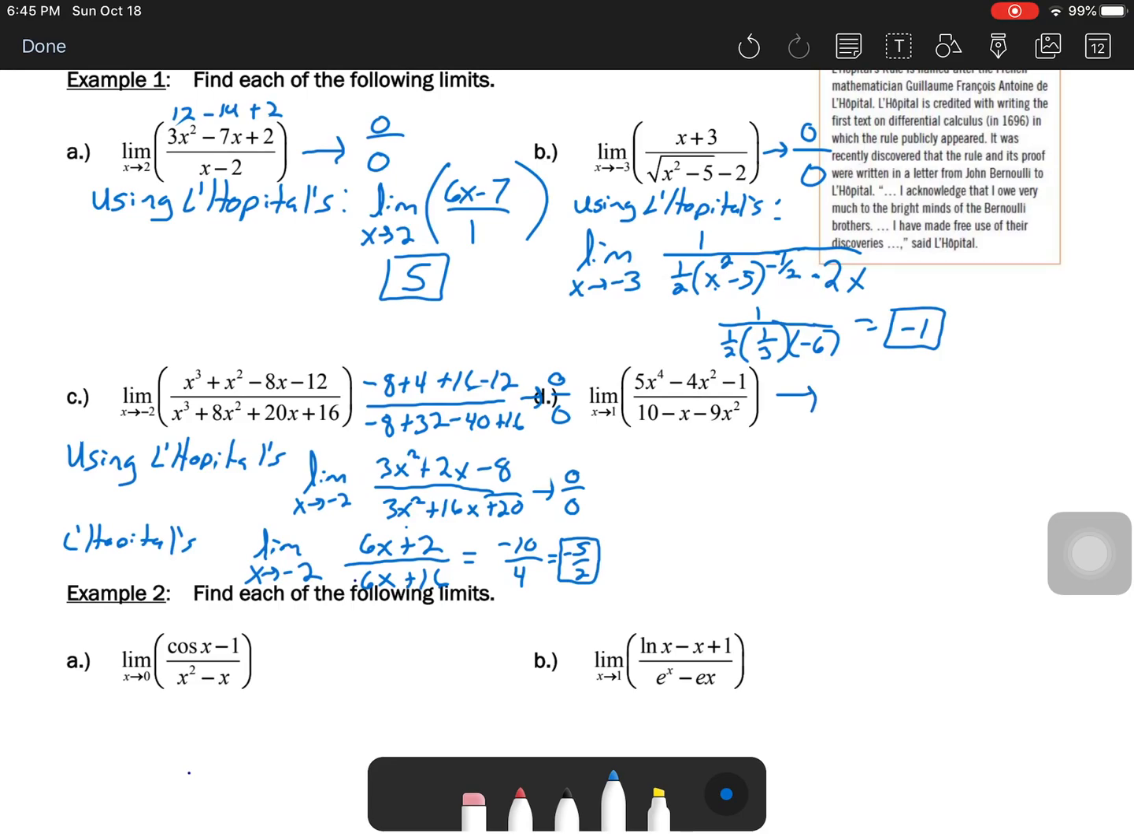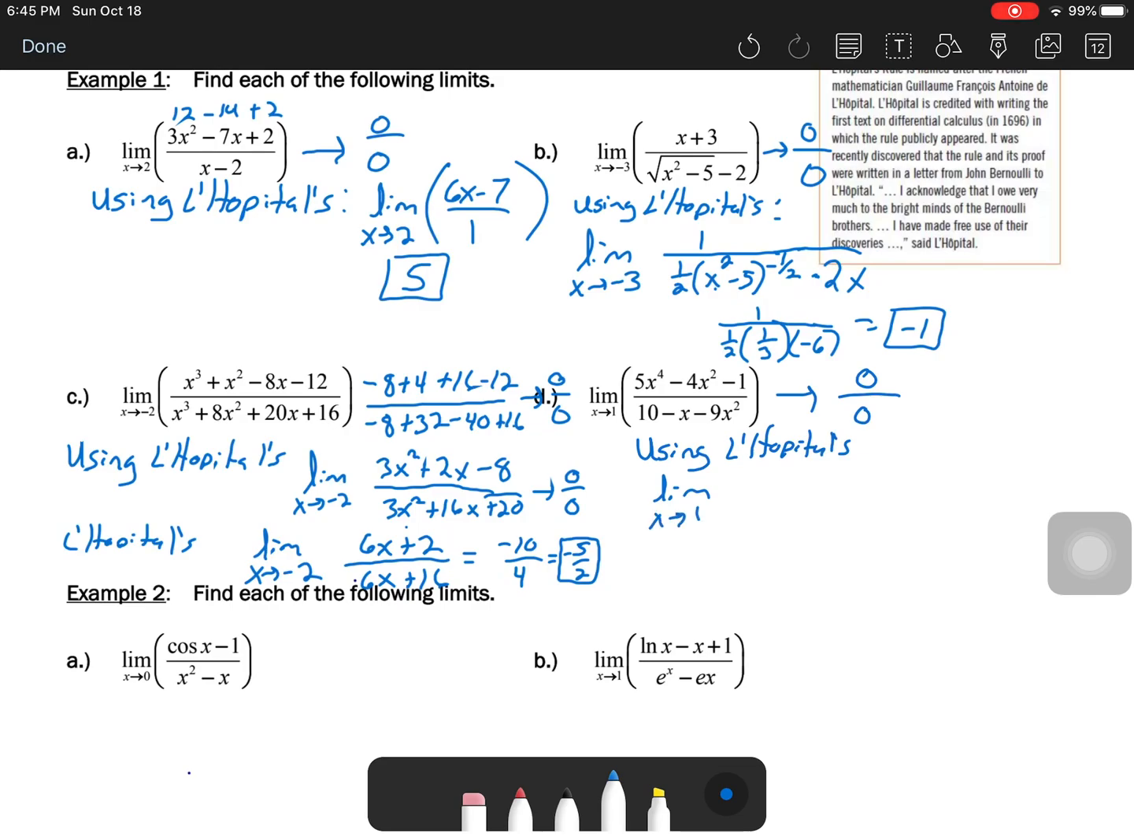So if we put our 1 in here, 5 minus 4 minus, so that's 0. And on the bottom, 10 minus 1 minus 9, which again is going to be 0. And so just make sure that we say we're using L'Hopital's. And then now we're going to have our limit as x approaches 1.